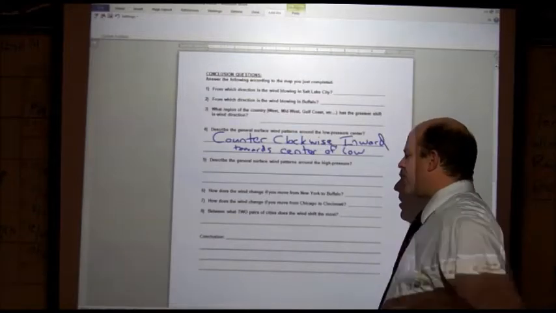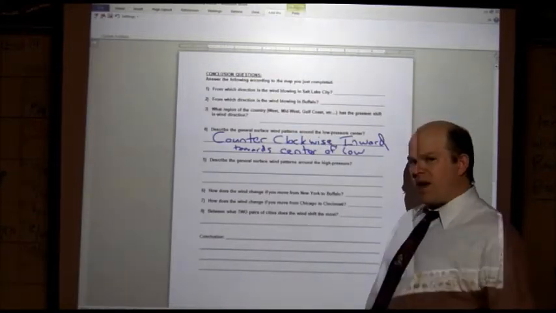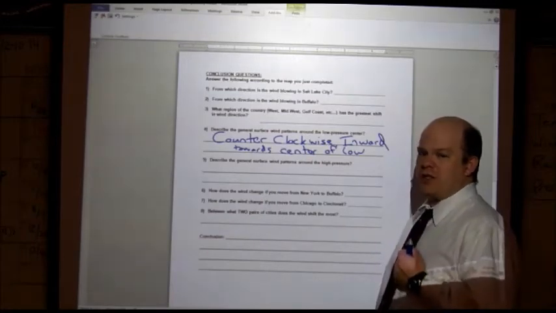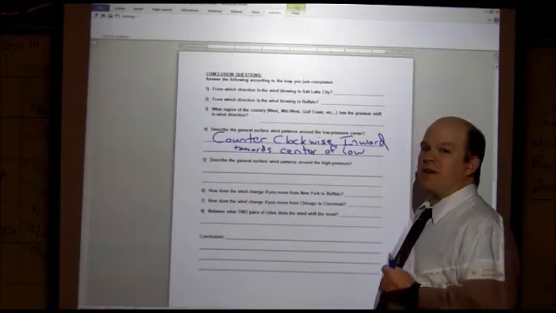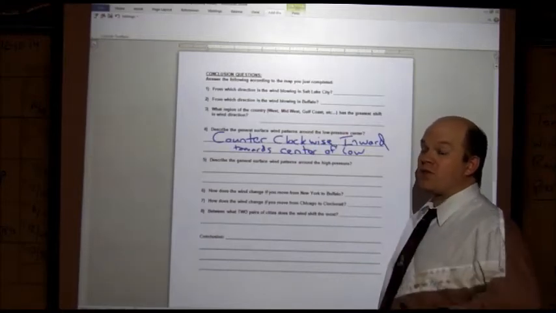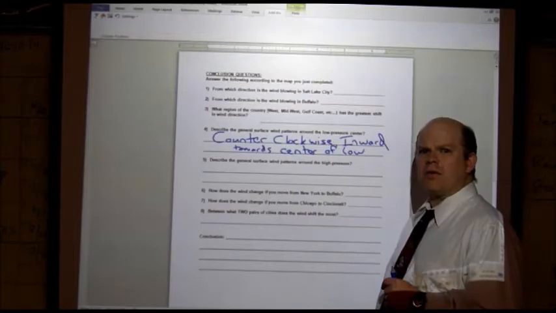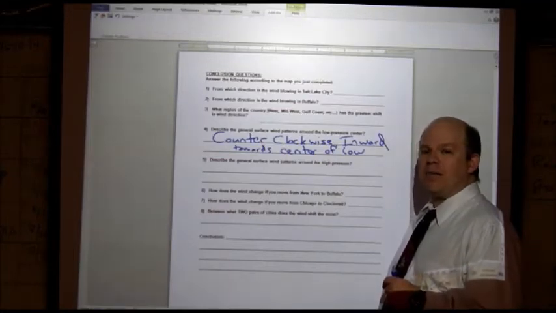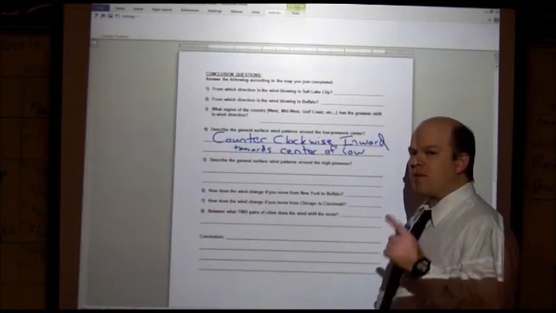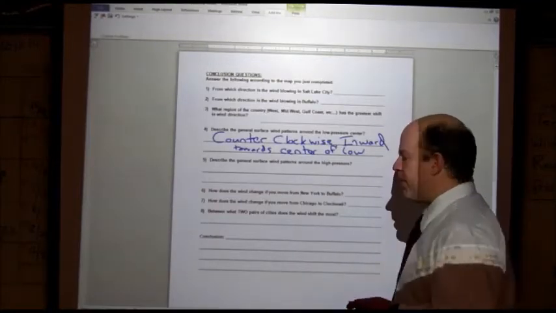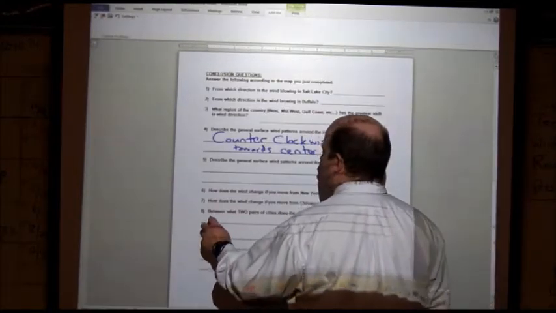Between what two pairs of cities does the wind shift the most? So we want a big shifted wind, where our arrows change direction. Okay, I'm going to start up, and this one would be those big giant arrows. One of them, there's a big left-hand turn arrow on the page, one of those larger ones that you drew. I'm going to do one that's not so obvious, but it's pretty big change. And that would be Cincinnati.